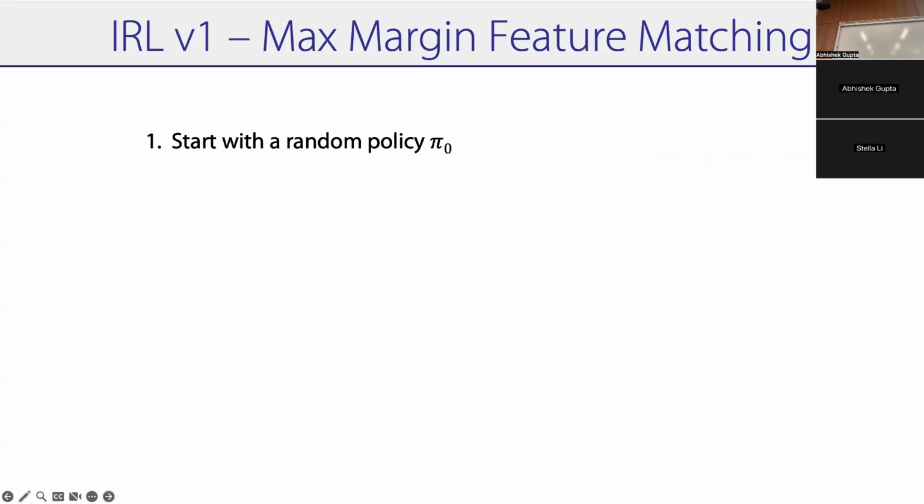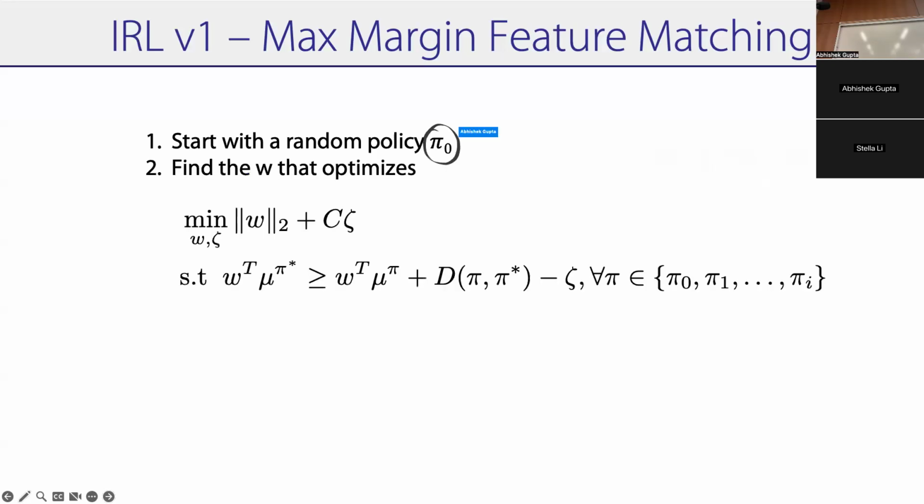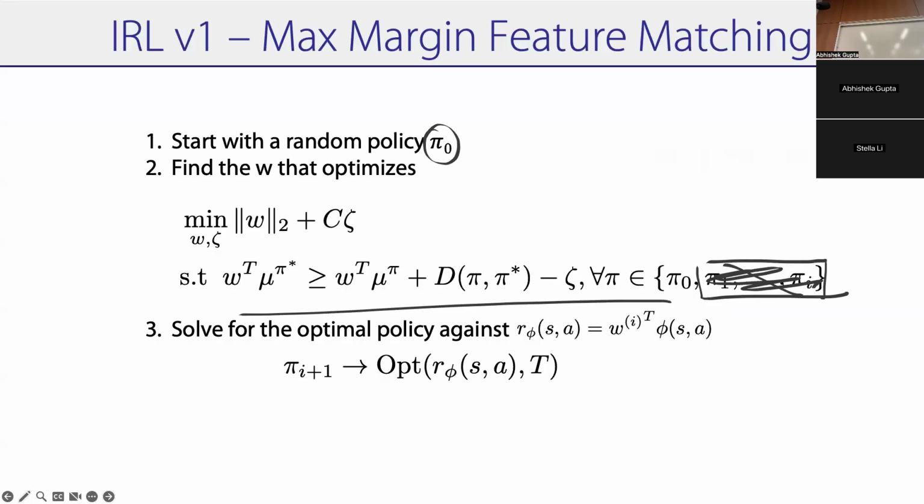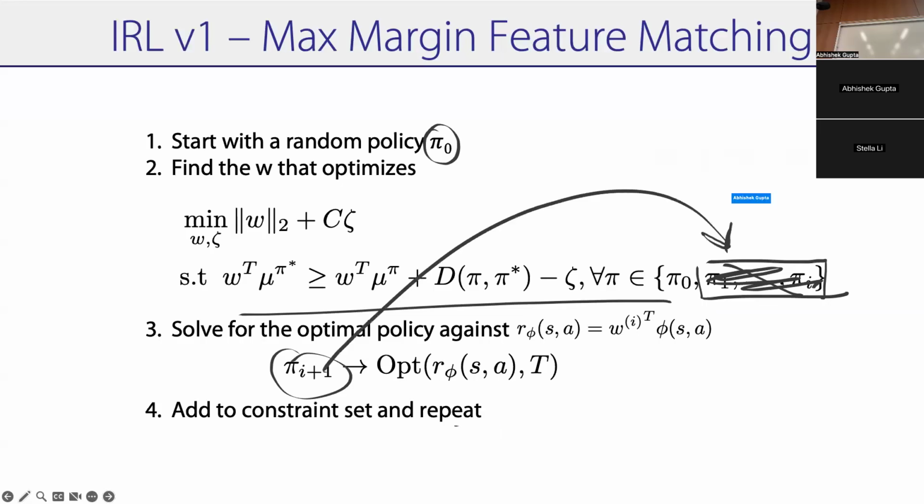You start with a random policy pi naught. You then have your constraint set be just pi naught. You solve for the best W. You then solve for the optimal policy under your current W. It gives you some pi I plus 1. You add it to your constraint set. Now you have a different optimization problem with another constraint. You repeat, and you keep going.